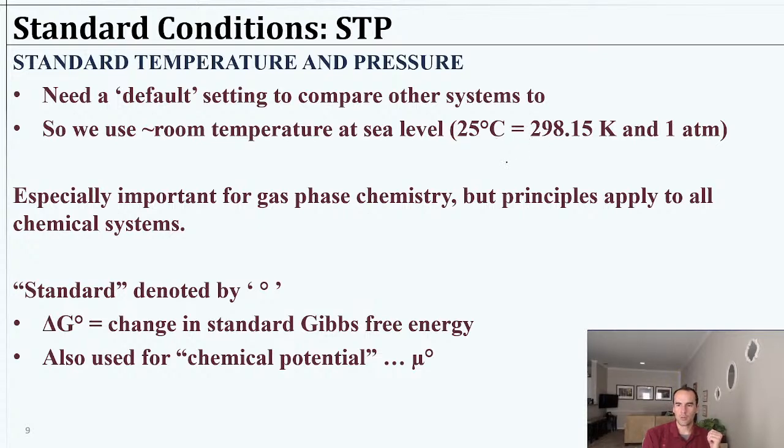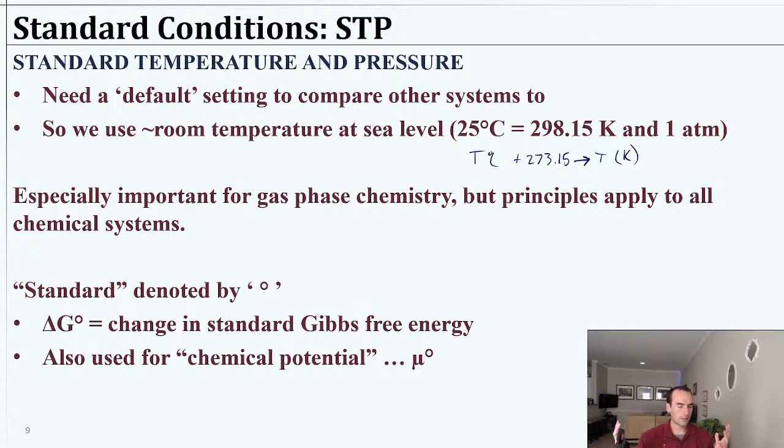If you recall, to convert from Celsius to kelvins, we add 273.15. So temperature in degrees Celsius, plus 273.15 gives us temperature in kelvins. Okay, so 25 Celsius is then 298.15 kelvins and 1 atmosphere. So that's our standard state.